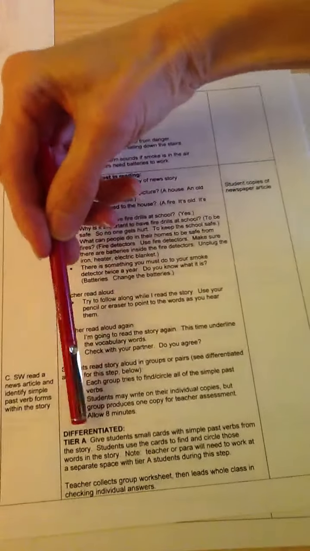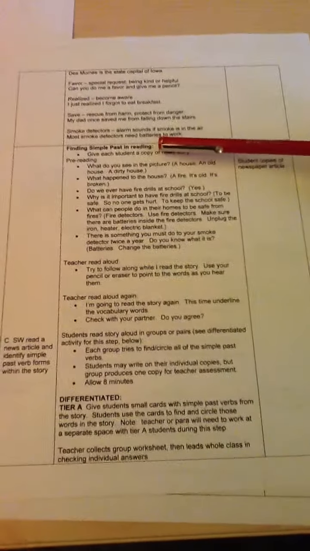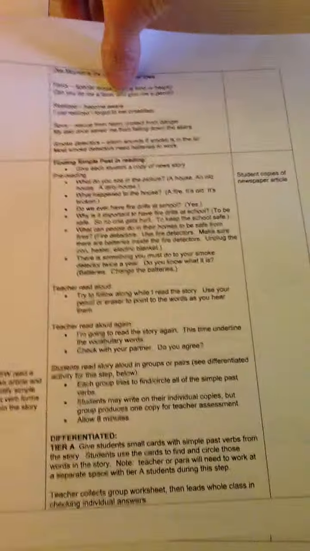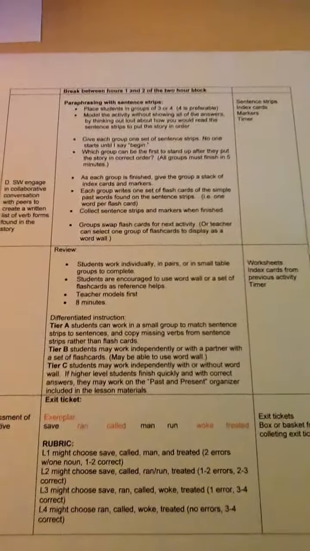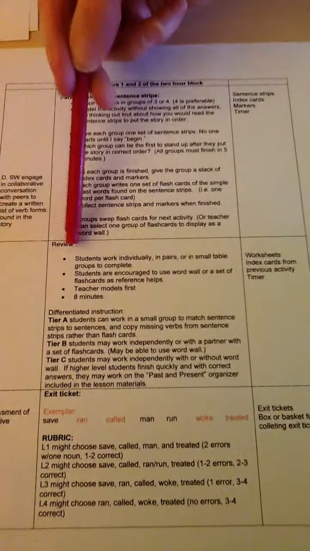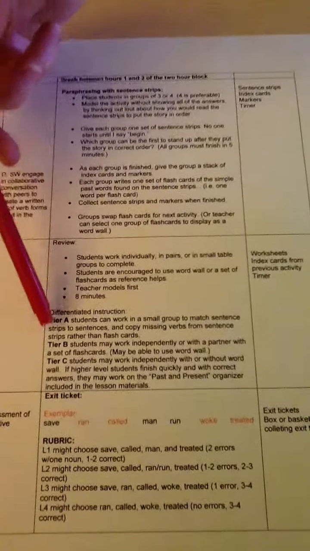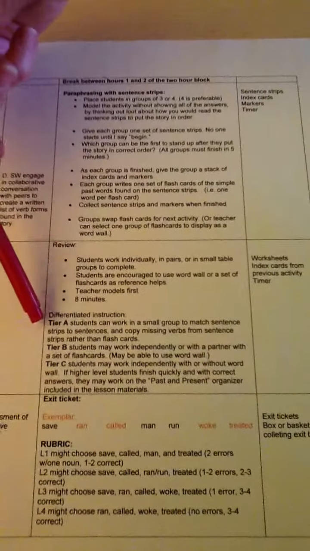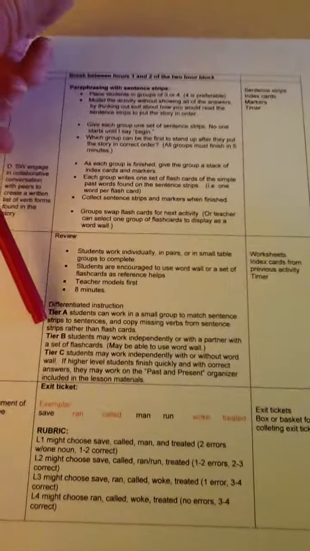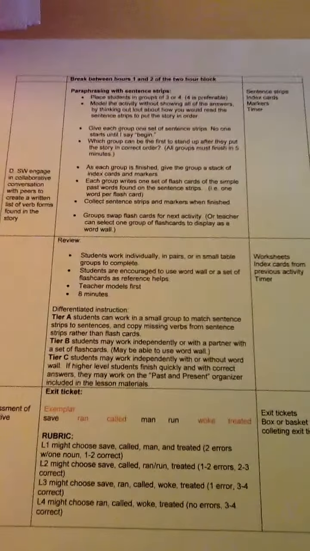You'll also notice that within my lesson plan for specific activities, I've provided differentiated lessons. So for this activity, the simple past and reading, there's an opportunity to modify the instruction for those students who need it. Similarly, in my review, I've modified the review to cover proficiencies for Tier A, B, and C students.